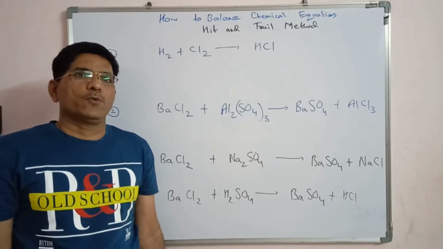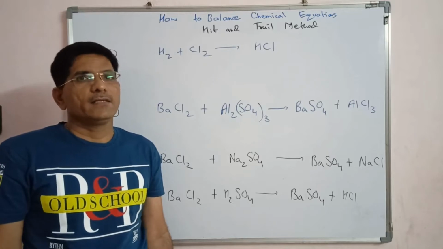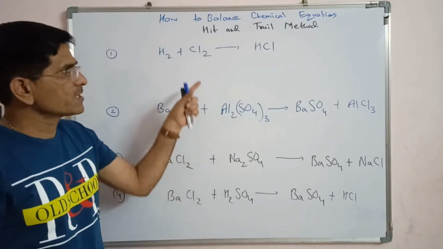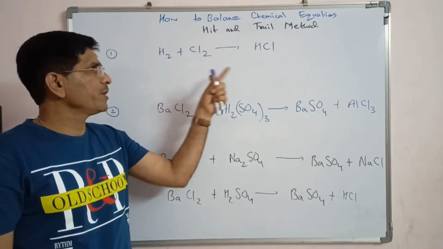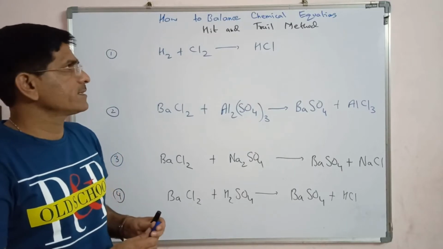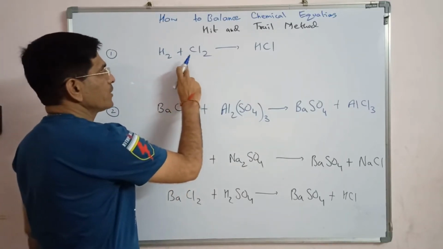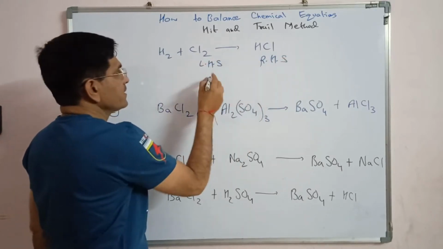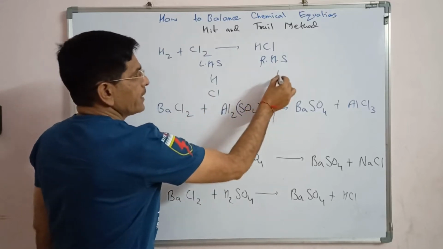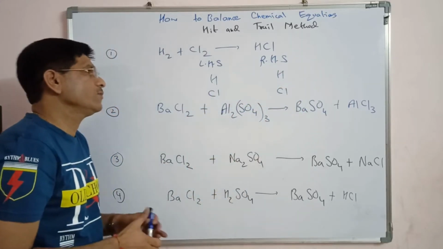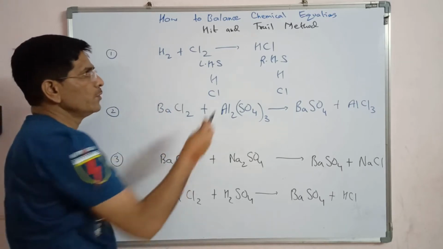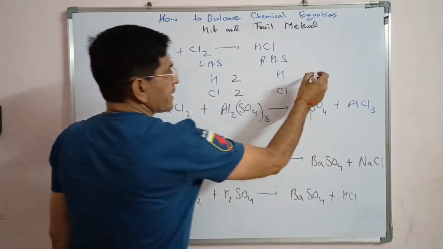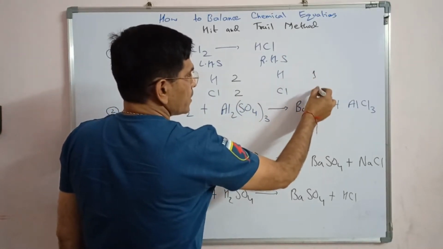Hi friends, some more reactions related to how to balance a reaction. Again, the hit and trial method. A simple example: when hydrogen reacts with chlorine, it gives hydrochloric acid, HCl. First of all, we have to write the left hand side and the right hand side. Left hand side: hydrogen, chlorine. Right hand side: hydrogen, chlorine. What we have to find is how many hydrogens there are. Two. How many chlorines are there? Two chlorine. Right hand side: 1 hydrogen, 1 chlorine.